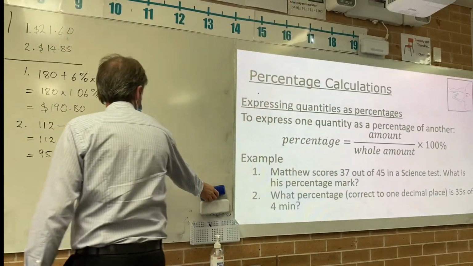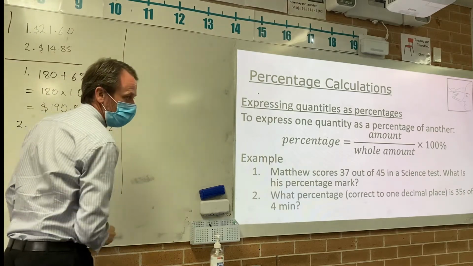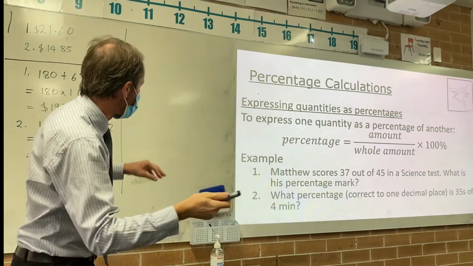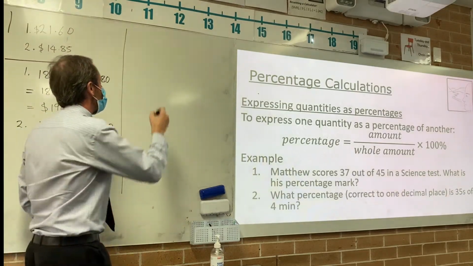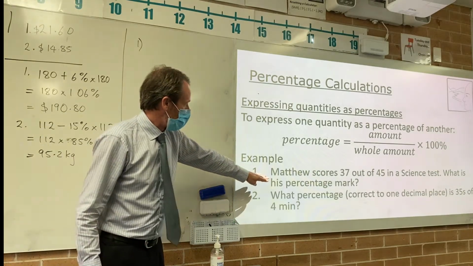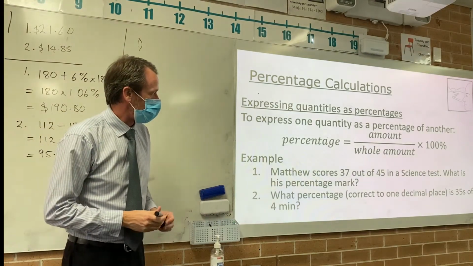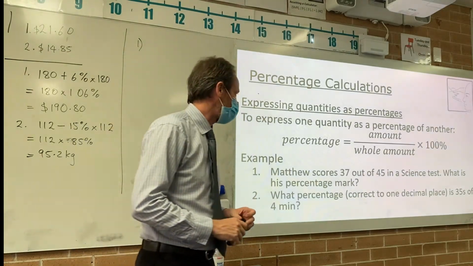Can we do it? So we're going to do these two questions. Let's do this first and then you could go and do that one. So, question 1. Matthew scores 37 out of 45 in a science test. What is his percentage mark?